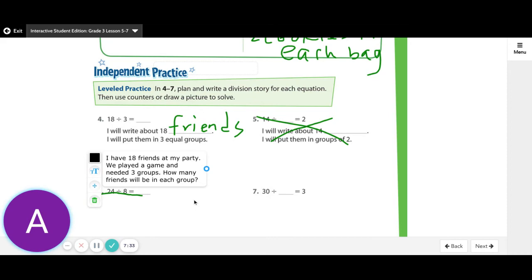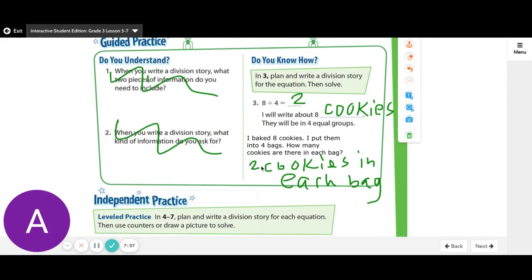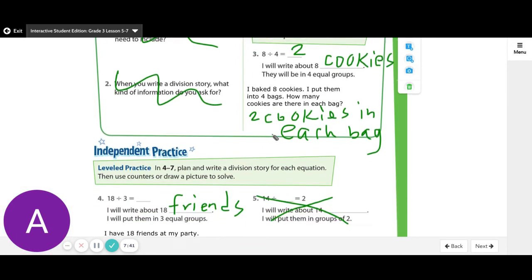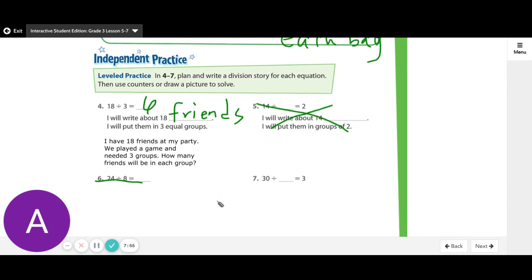So this time we're trying to find how many in each group because we know that there are 3 groups. So I know 18 divided by 3. I know 3 times 1 is 3, 3 times 2 is 6, 3 times 3 is 9, 3 times 4 is 12, 3 times 5 is 15, 3 times 6 is 18. So I know I will have 6 friends in each group. Let's look at number 7.